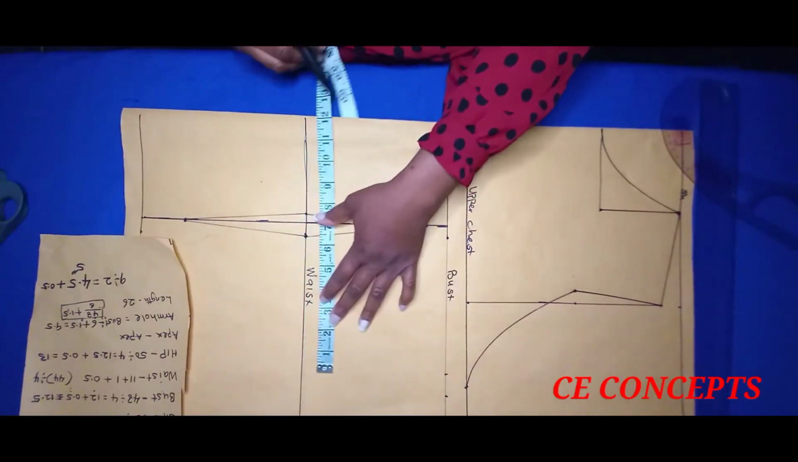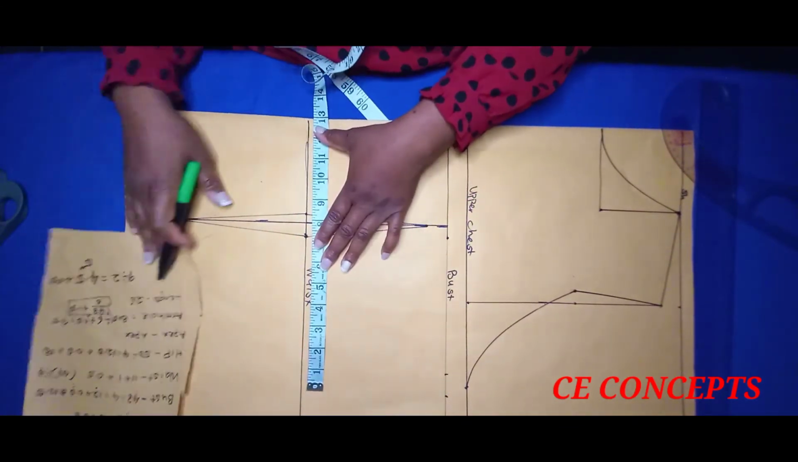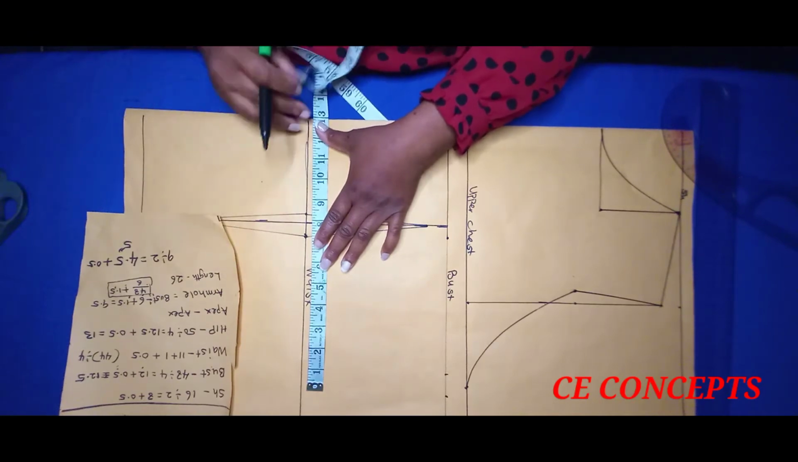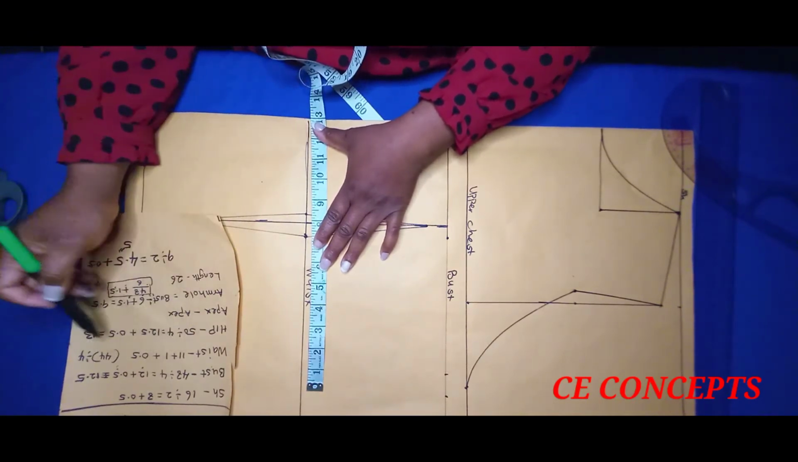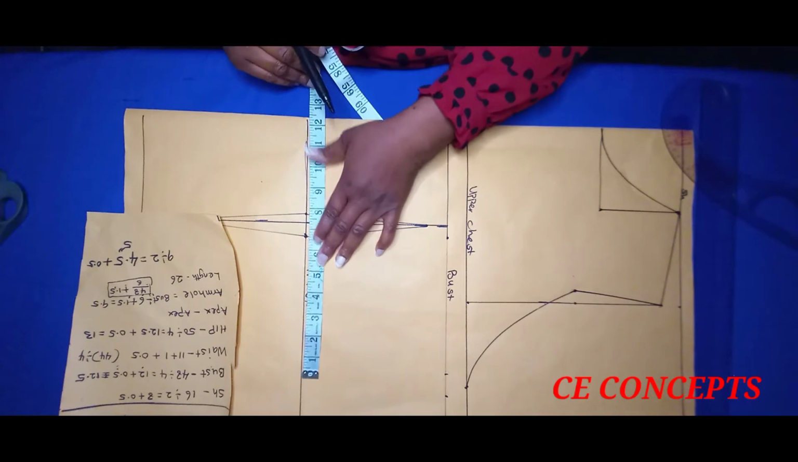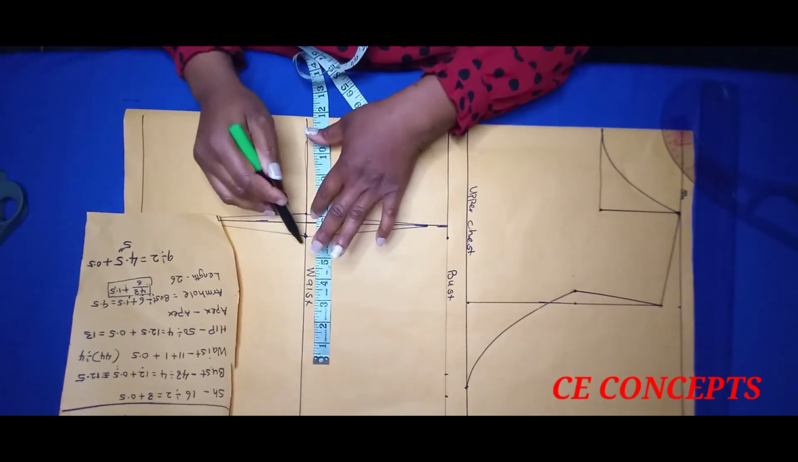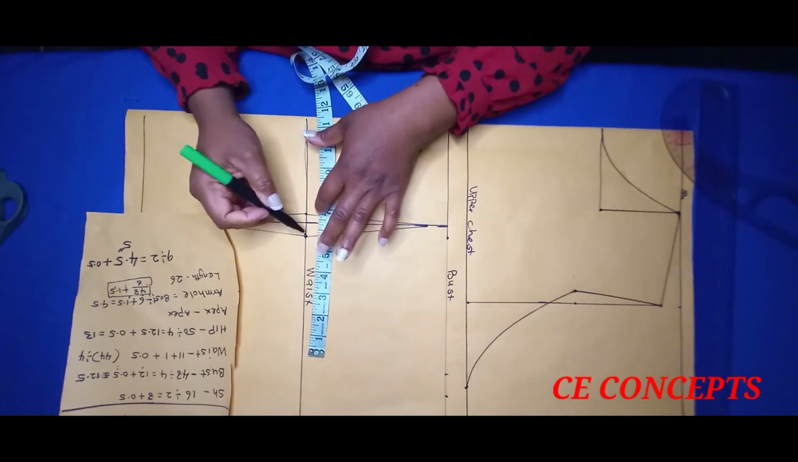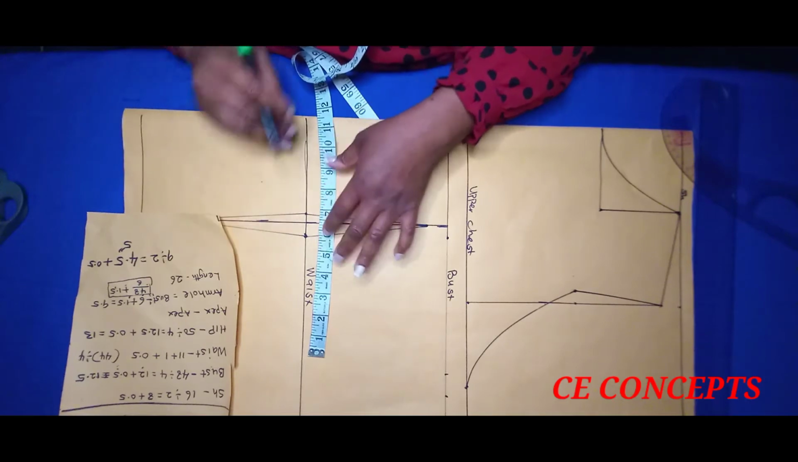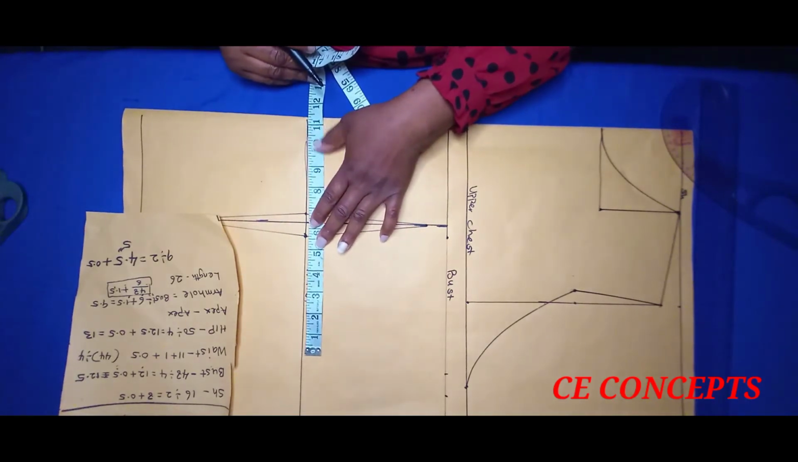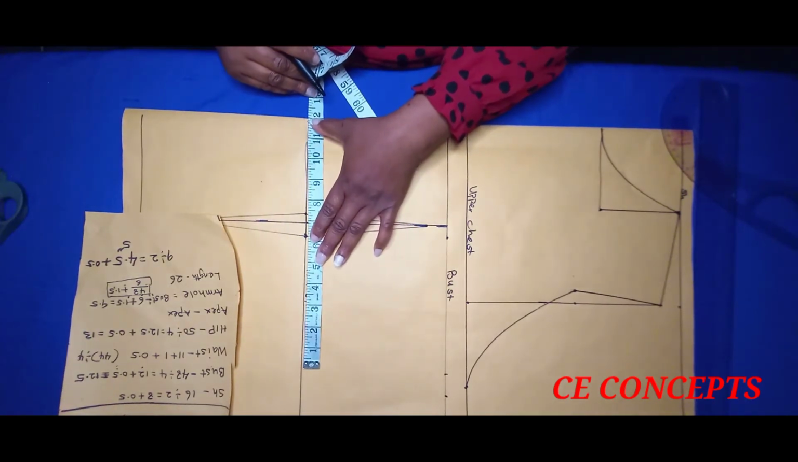Then for the waist, I will place my waist circumference. The 1/4 of my waist is 11 inches plus 1 inch for the dart width. Remember, it was half an inch on both sides, making 1 inch. So that makes it 12.